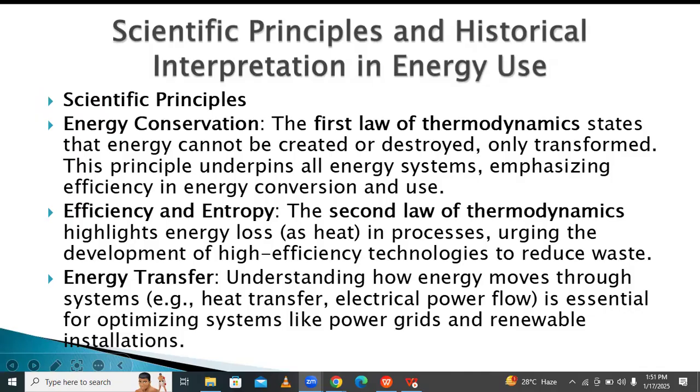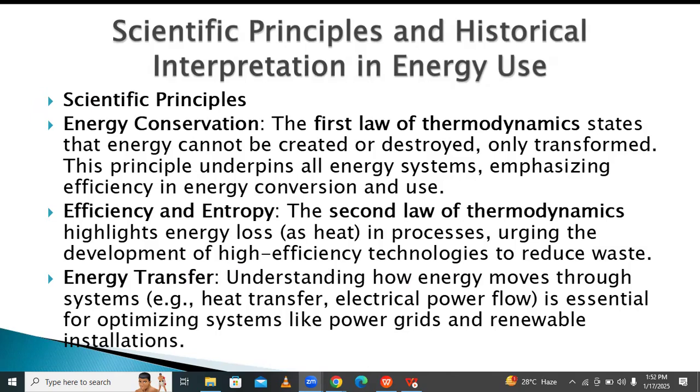Okay, I already explained in the previous classes what the scientific principles in historical interpretation of energy use are. There are three different types of scientific principles: energy conservation, efficiency, and energy transfer. These are the three main important concepts under scientific principles of energy use. Energy conservation is the first law of thermodynamics: energy cannot be created or destroyed. This concept comes under energy conservation.